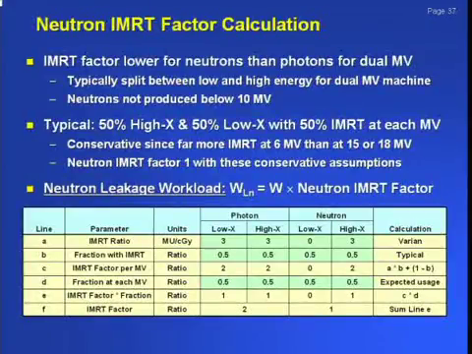But this is how we do the calculations, just to verify that. The neutron IMRT factor is obviously 0 for 6 MV, so that makes life easy. But if you assume you're going to have the ability or ever desire to do any percentage of your treatments with IMRT at a high energy, then you need to do a neutron calculation.